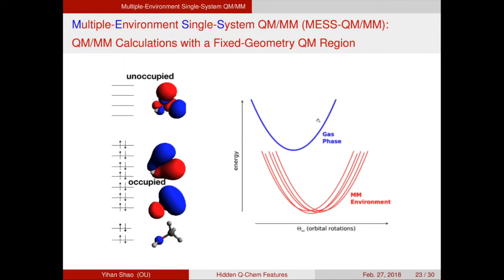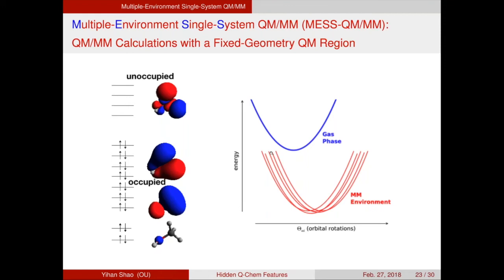is that we look at the special case of QM/MM where we have a fixed QM region. Namely, we have a fixed geometry for the QM region. Suppose we have a methanol molecule, we want to fix all the bond lengths, angles, and dihedral angles. And what we want to do is put this fixed QM molecule into many, many different MM environments.